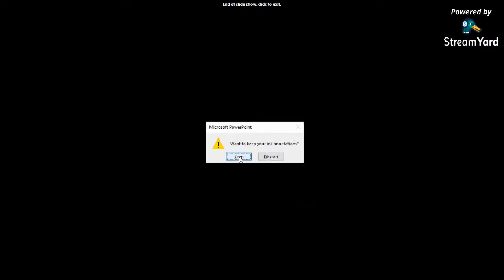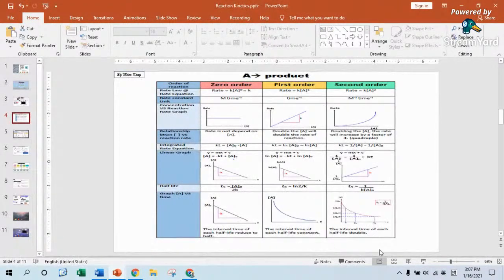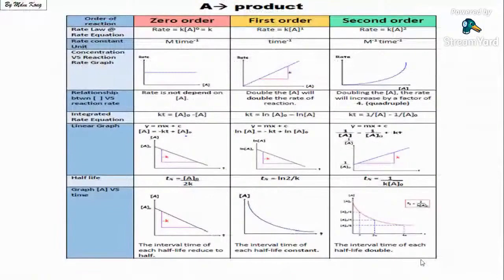So, okay, finish for chapter three. Okay, let's check here. For all my new students, actually, Shah will know, because I always encourage my students to do the short note by yourself. So this is a short note for 1.1, just now I showed you all. So easier for you to remember the pattern of the graph, the formula, half-life formula, integrated rate law formula.